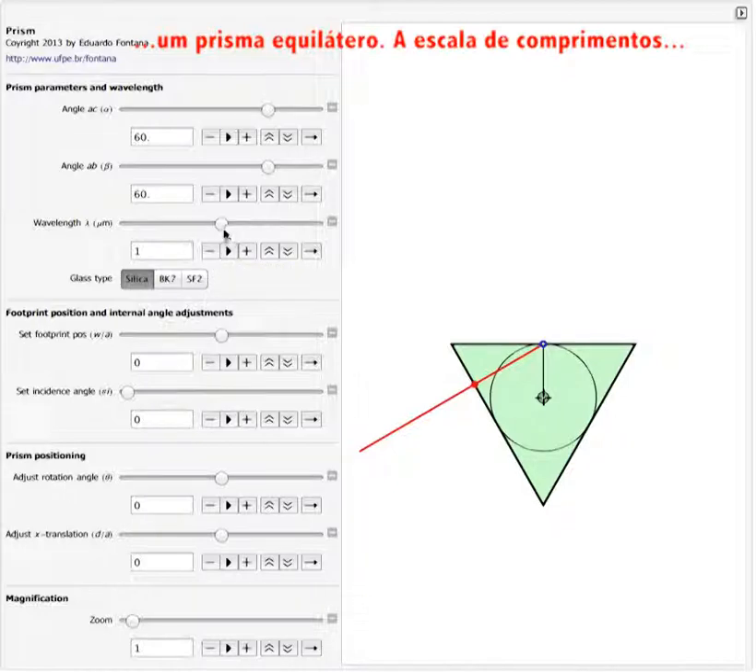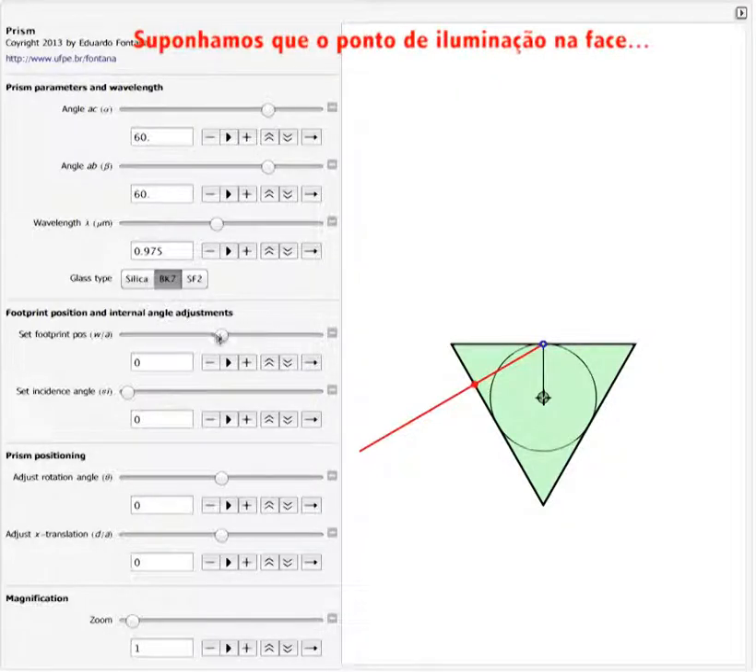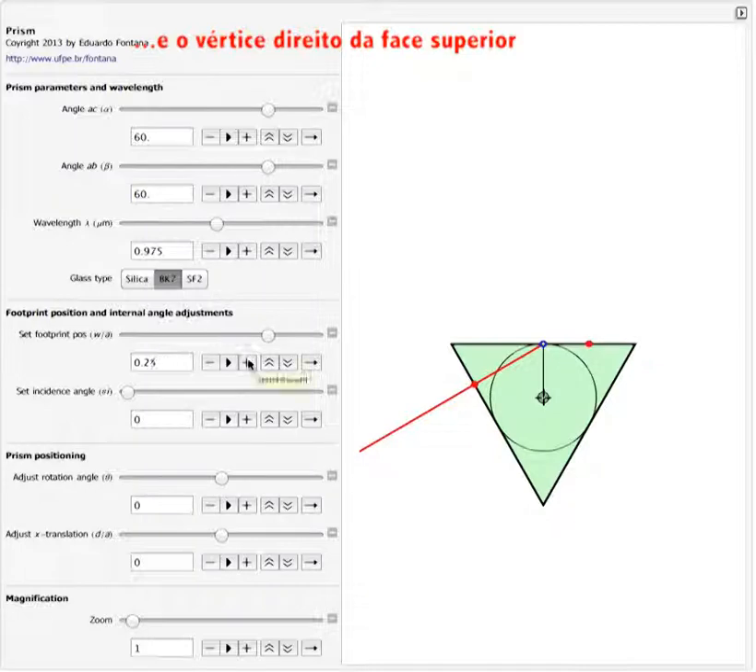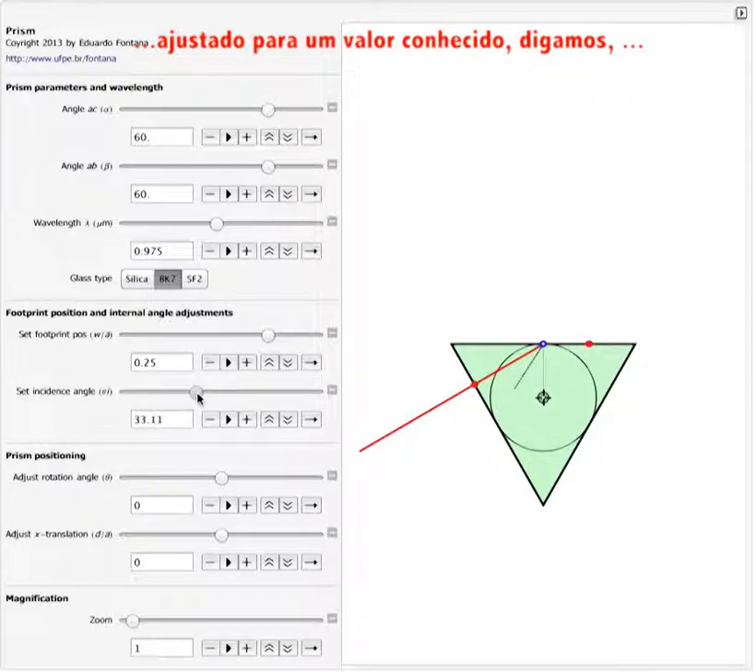The wavelength scale is in microns, so we adjust the wavelength to 0.975 microns. Then we select BK7 as the glass type. Suppose that we want to set the laser footprint on the upper face halfway between the center and the right vertex. Suppose also that the internal angle is to be set at a known value, let's say 41 degrees.